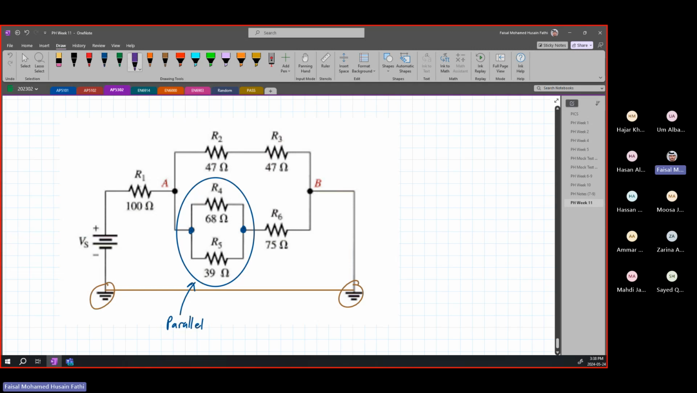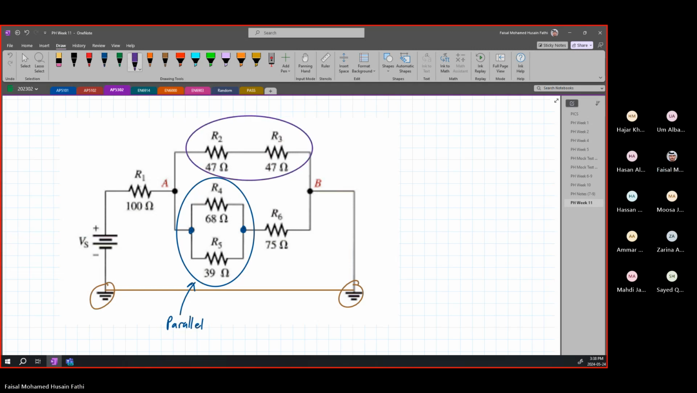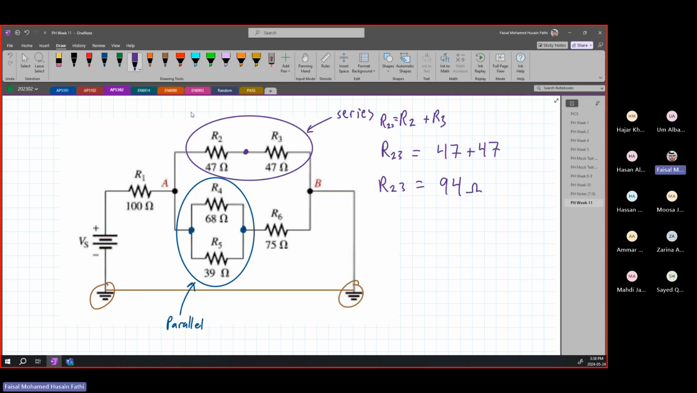And if we want to do the top two, there's one connection only between them. So these are in series. For the series one, it's going to be R2 plus R3. Let's call it R23, which is equal to 47 plus 47. So R23 is equal to 94 ohms.